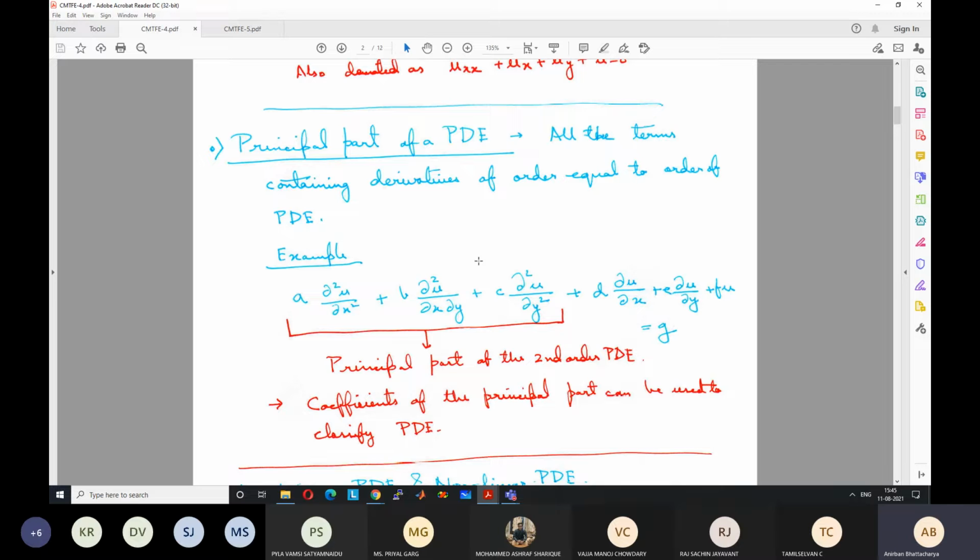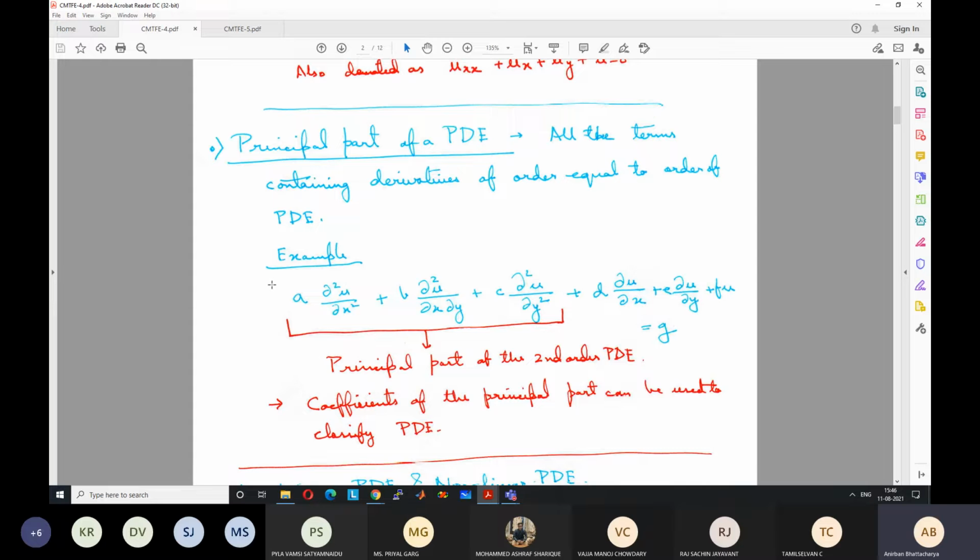How the variable, say in this case the variable is u, behaves with the independent variables x, y, or t depends strongly on the principal part of the PD. So we want to isolate and study this principal part of the PD because it is of such high importance.